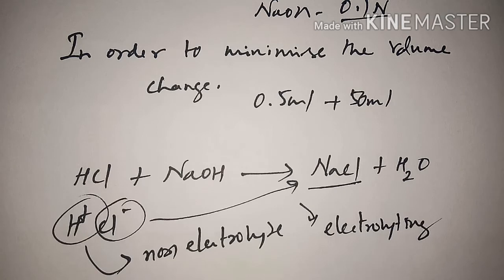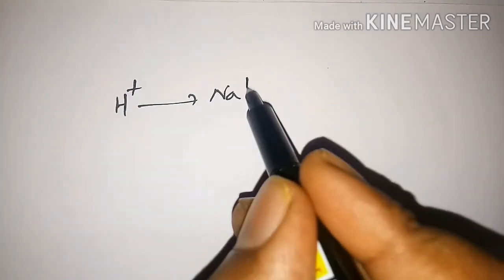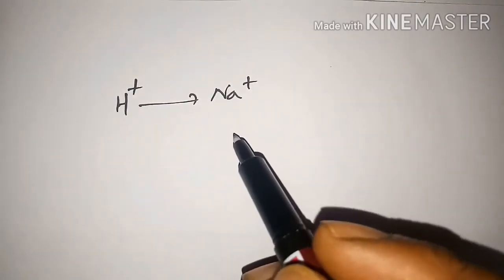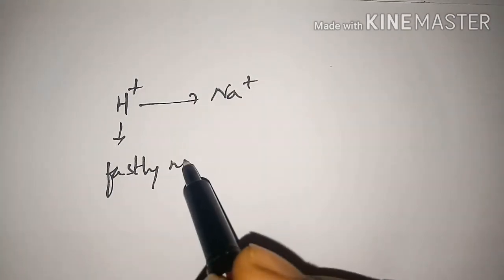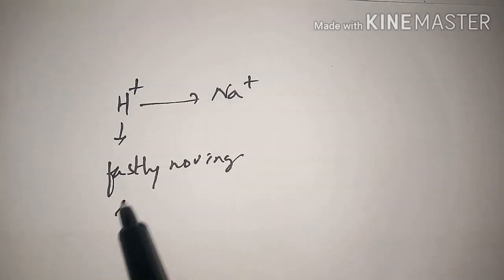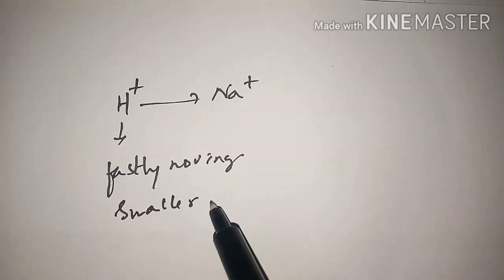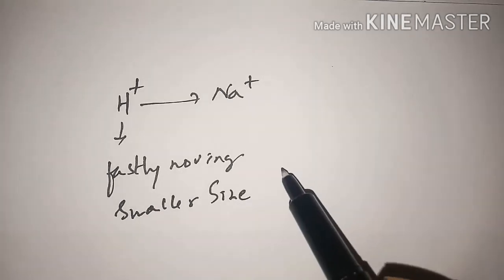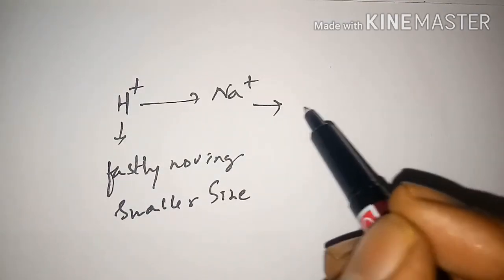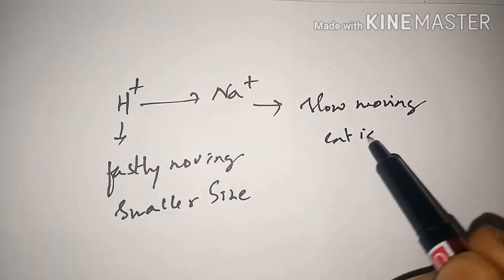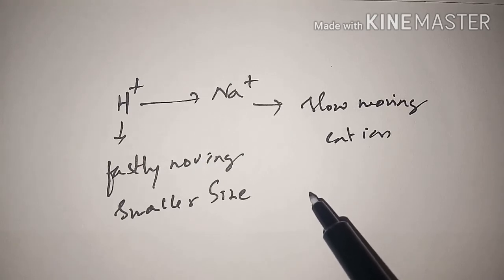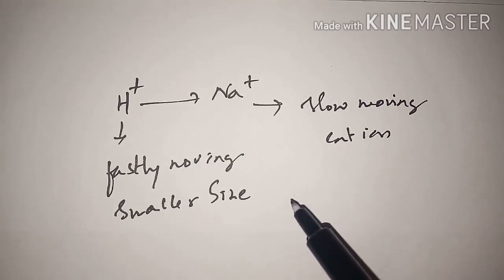Now in comparison of H+ and Na+, what will happen to the conductance? The overall reaction is that H+ is replaced with Na+, and Cl- survives. H+ is a fast moving cation because of its smaller size. This is a fast moving cation, and this is a slow moving cation. If it is fast moving, the conductance is more. If it is slow moving, the conductance is less.